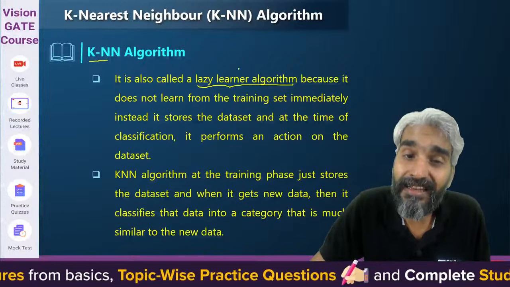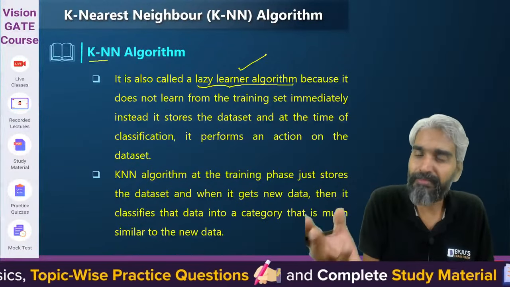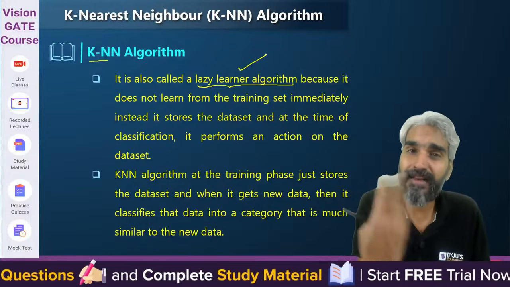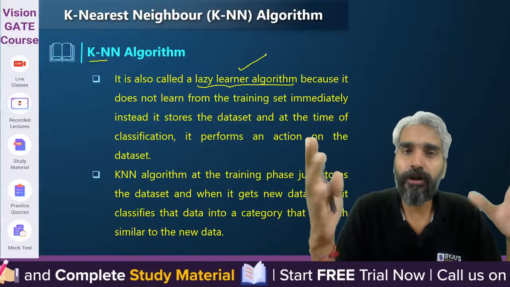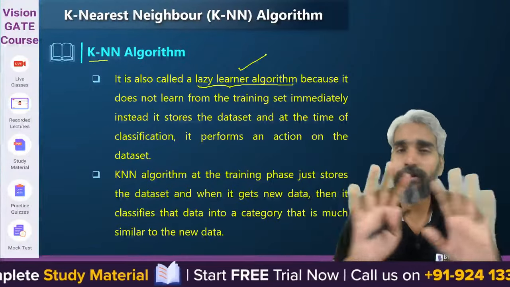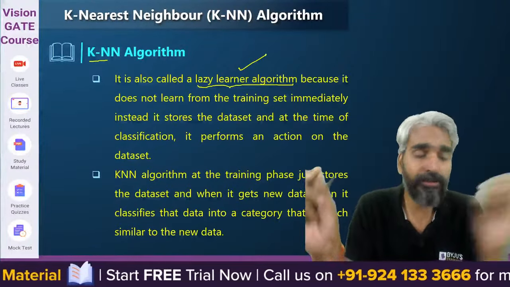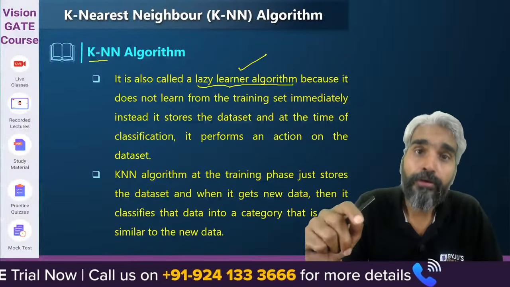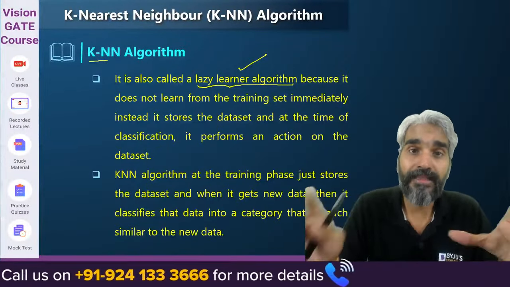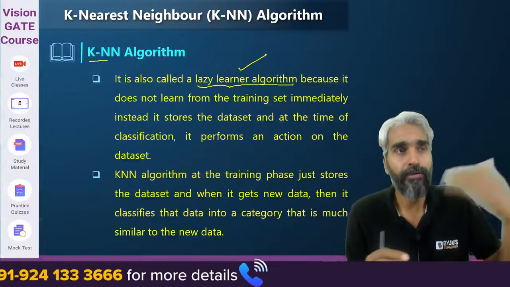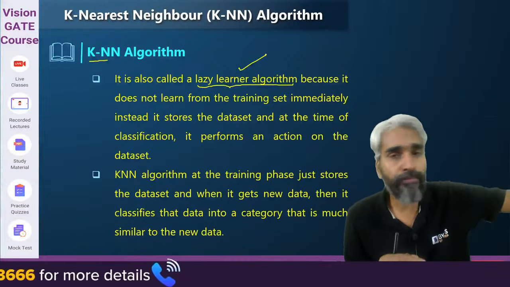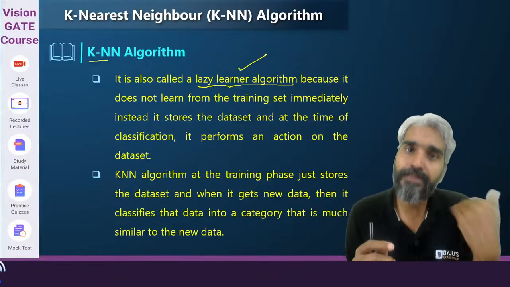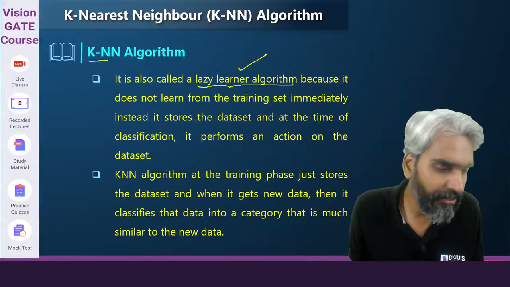But when I say it is a lazy learner, what do I mean by lazy learner? The meaning of a lazy learner is that when you provide the training data, it will not learn anything from the training data. It will simply store the data. And when you give a new input to this algorithm, then it will start processing. It will try to learn from the data available with the algorithm when a new input is given. So it's very lazy in the learning.